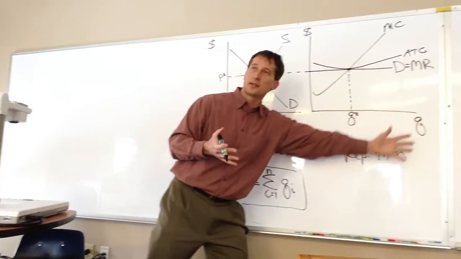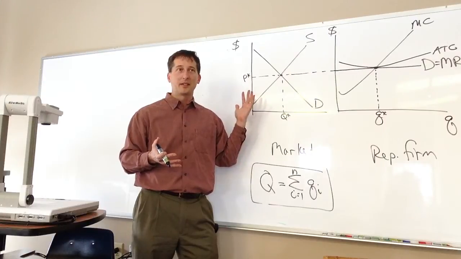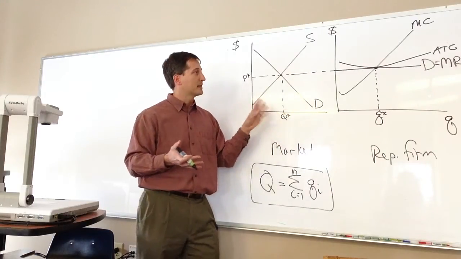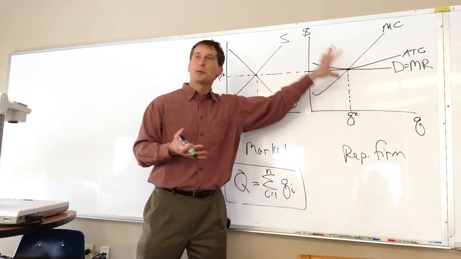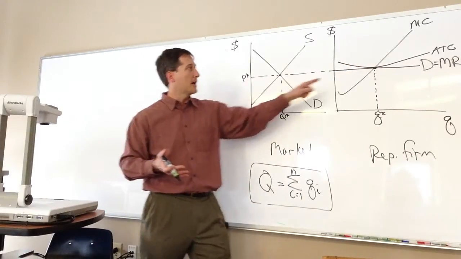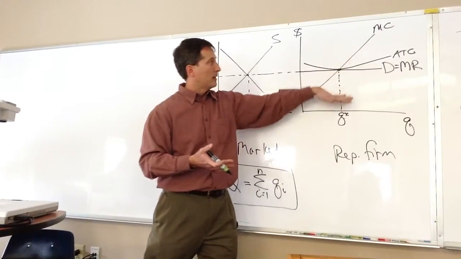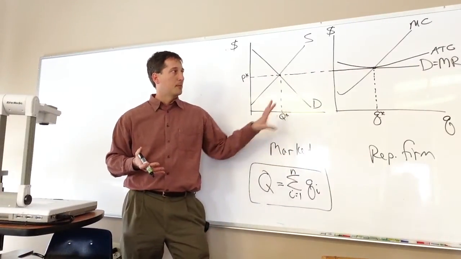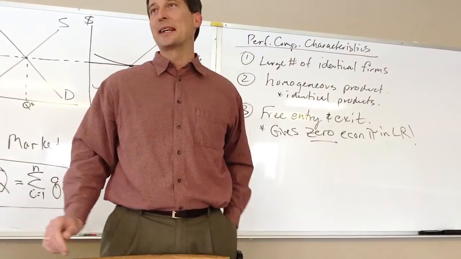So know this graph. Hopefully you knew it before in principles class, but this is the long run. This is what we expect the long run situation in perfect competition to be: zero economic profit, price taker, and that's our setup. Burn that into your brains and that'll pay dividends as we get into equations a little bit later.